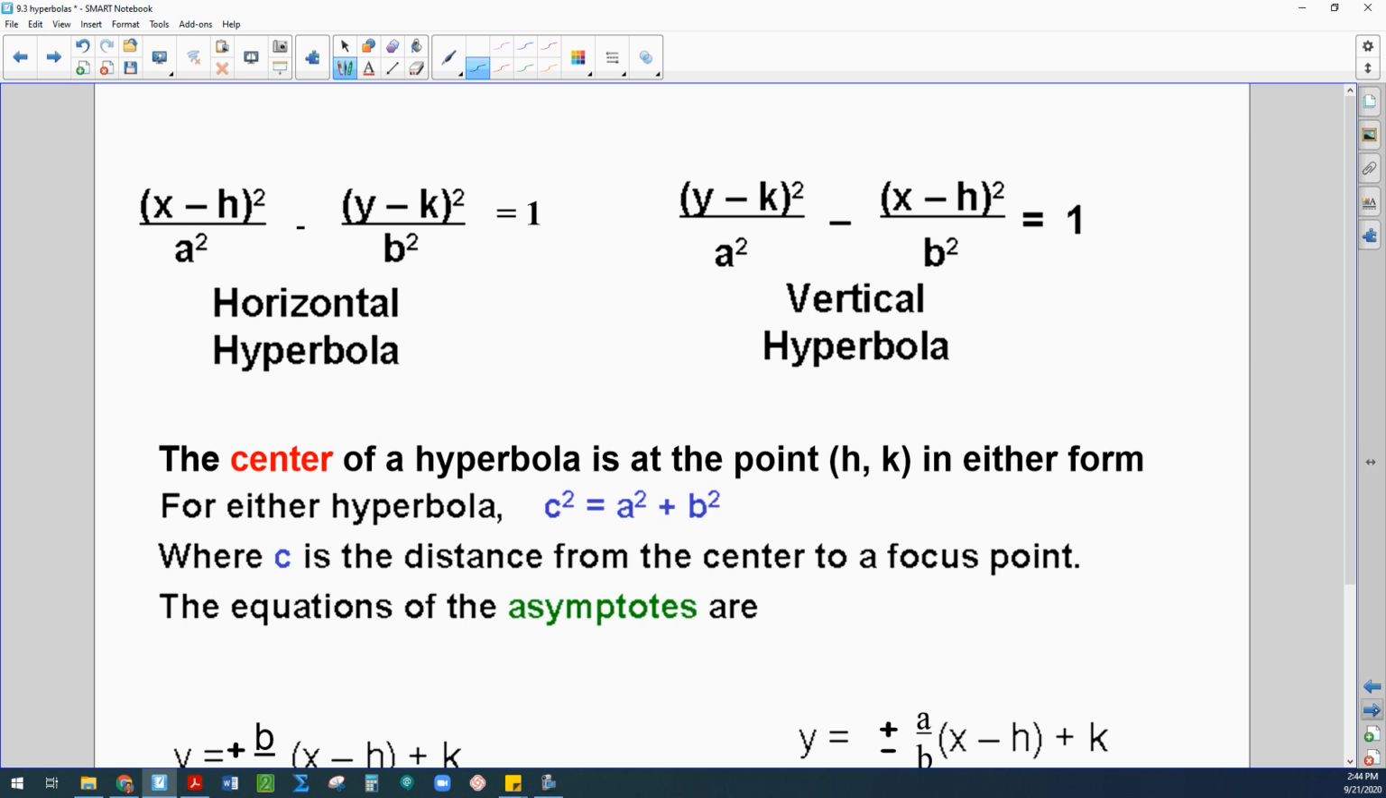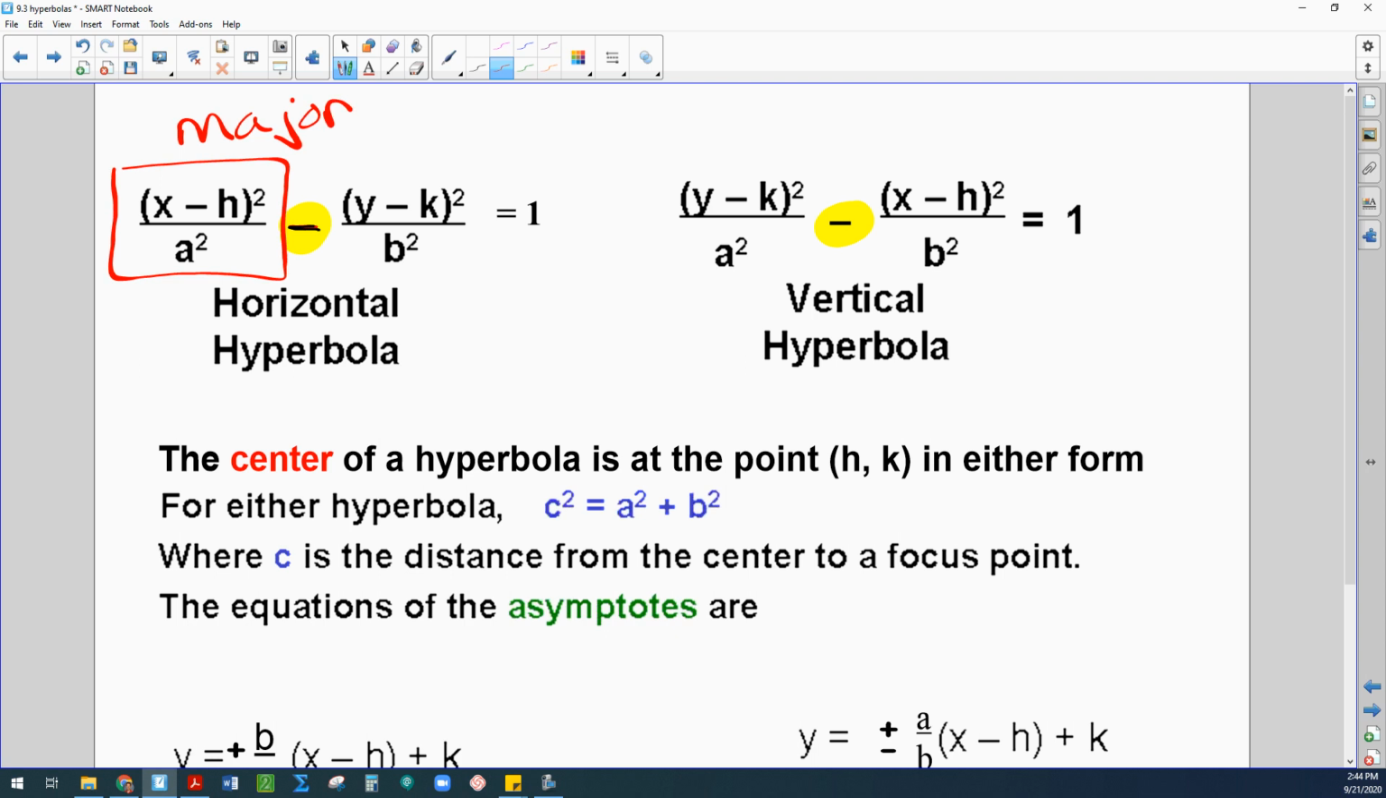Here are my equations. Biggest difference is that we have a minus sign in the middle. Okay, that's the biggest difference. So it's x squared minus y squared equals 1, or y squared minus x squared equals 1. Now, because subtraction is not associative, like 1 minus 2 is not the same thing as 2 minus 1, the major axis is always defined by what comes first.